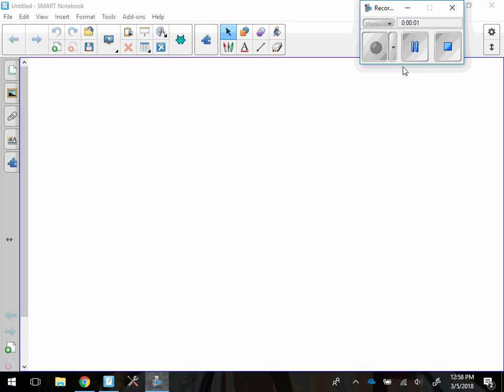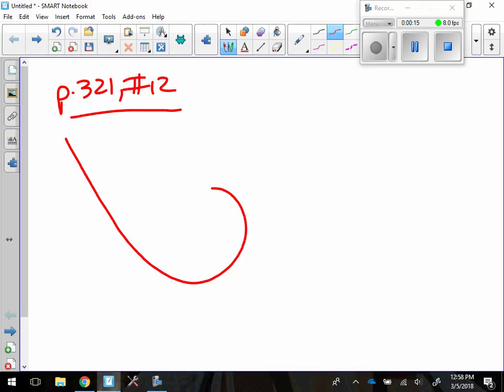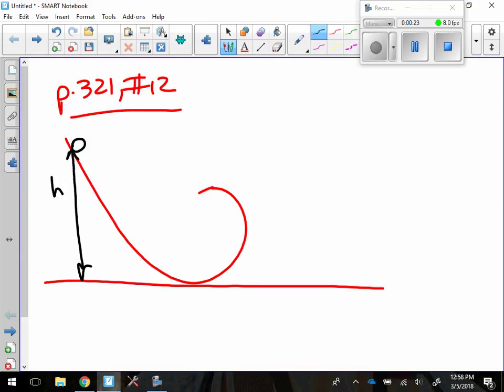For a little while. All right, so we were doing page 321, number 12. Okay, and we had this wonderful loop-de-loop thing where we released our marble up here from some height h, and the marble came around to, I think this is point T, around a loop of radius capital R. And this is the point where the marble is just about to leave the track. So we said that that meant that the magnitude of the normal force went to 0.